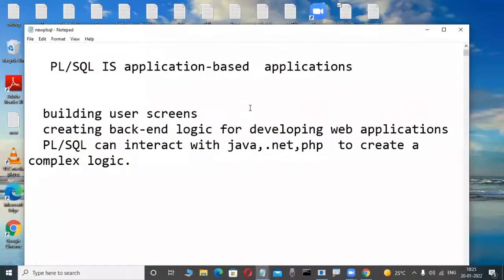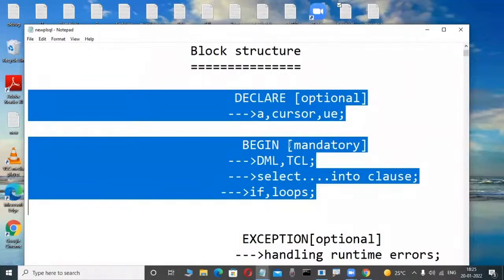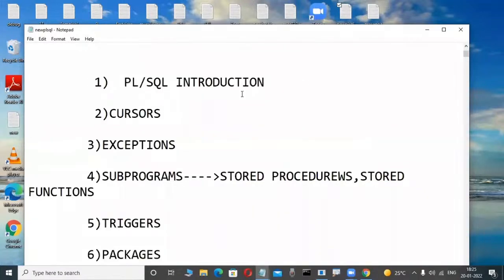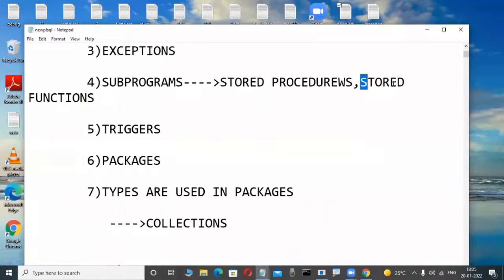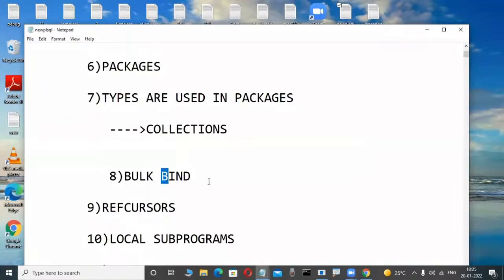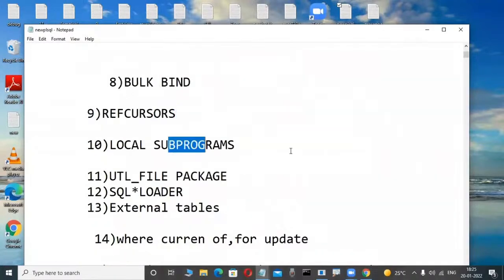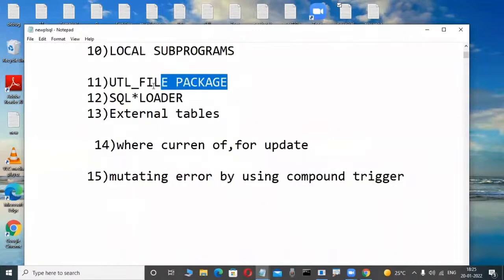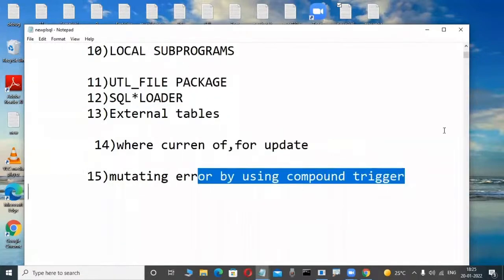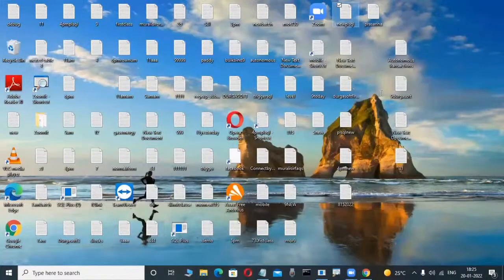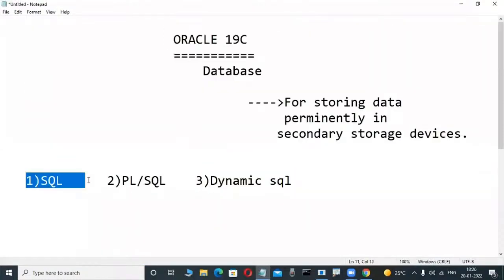In PLSQL you write this type of little bit of coding. It includes cursors, exceptions, stored procedures, stored functions, triggers, packages, types, collections, bulk bind, ref cursors, local subprograms, UTL file packages, SQL loader, external tables, so many things like this. So much syllabus is there. Don't worry. That's why we learn the SQL language first.